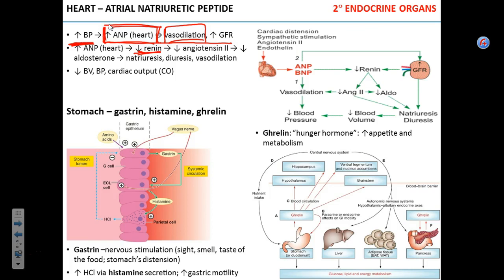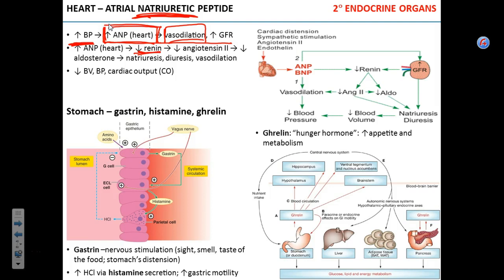It's kind of straightforward. If it's produced, and the title tells it, natriuretic, okay? Natriuretic means sodium in the urine. Questions? No, we good?